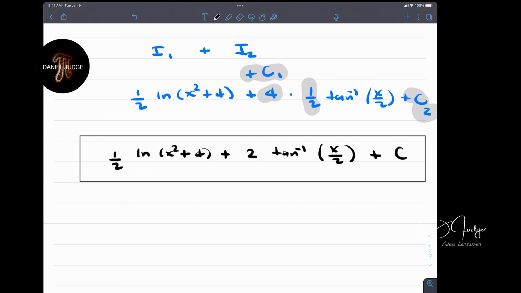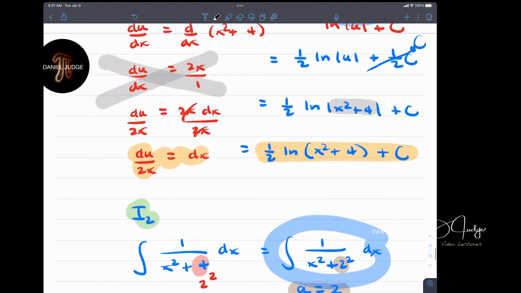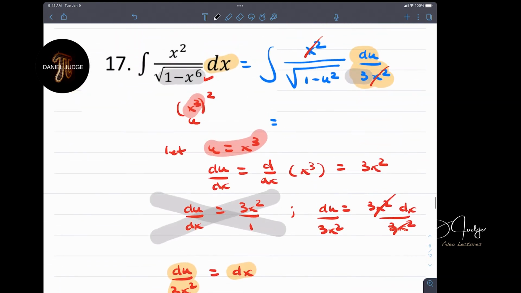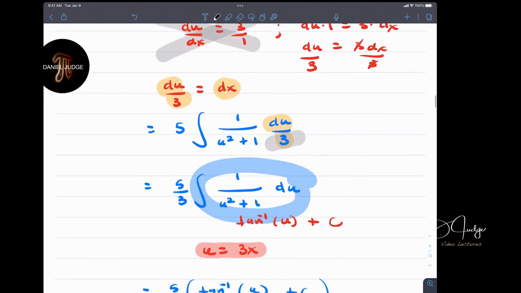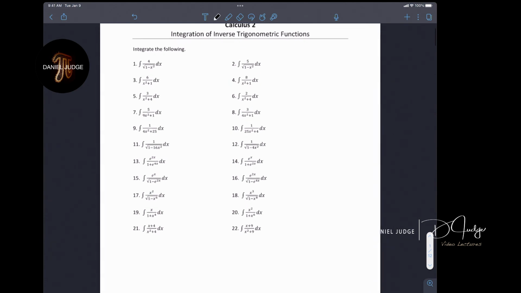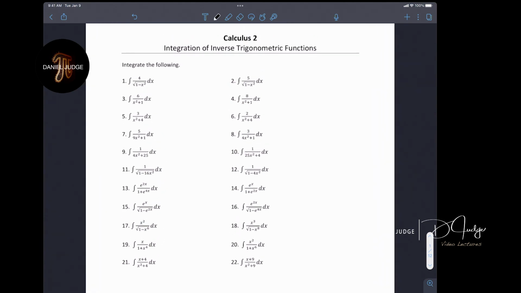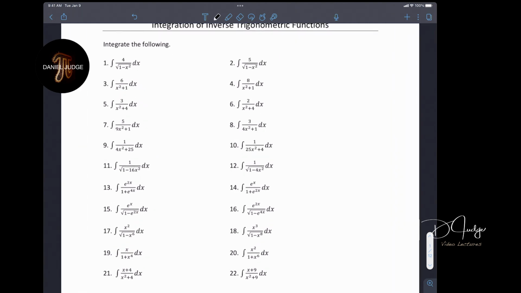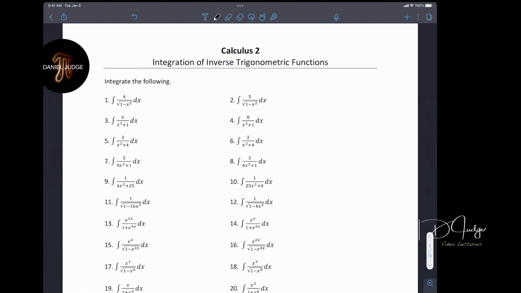All right, you guys okay with that one? And yes, ladies and gentlemen, this is how you go about answering these kinds of questions. This is the last one, I believe, number 21. And so take a look at that worksheet I gave you guys here. You have even questions that are all done very similarly, I would say. But here you go. This is integration of inverse trigonometric functions. I hope you guys enjoyed the demonstration.